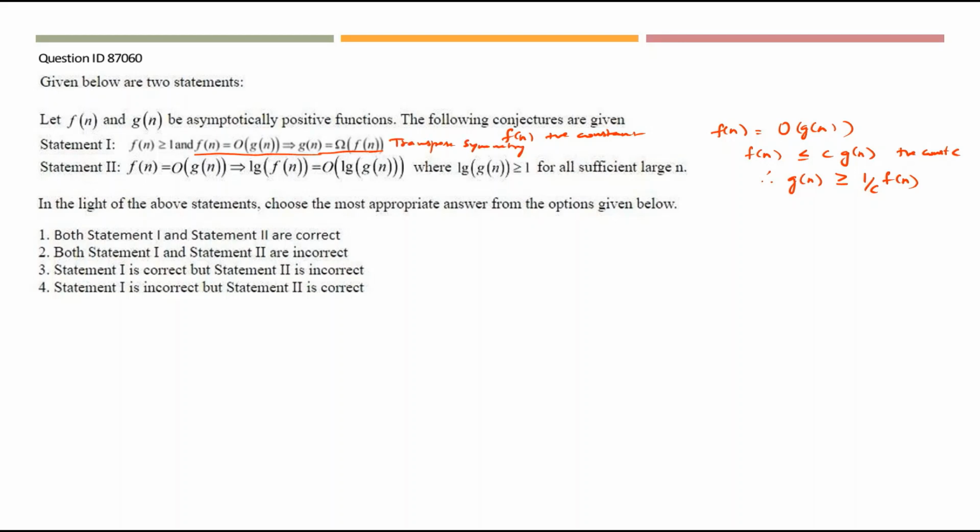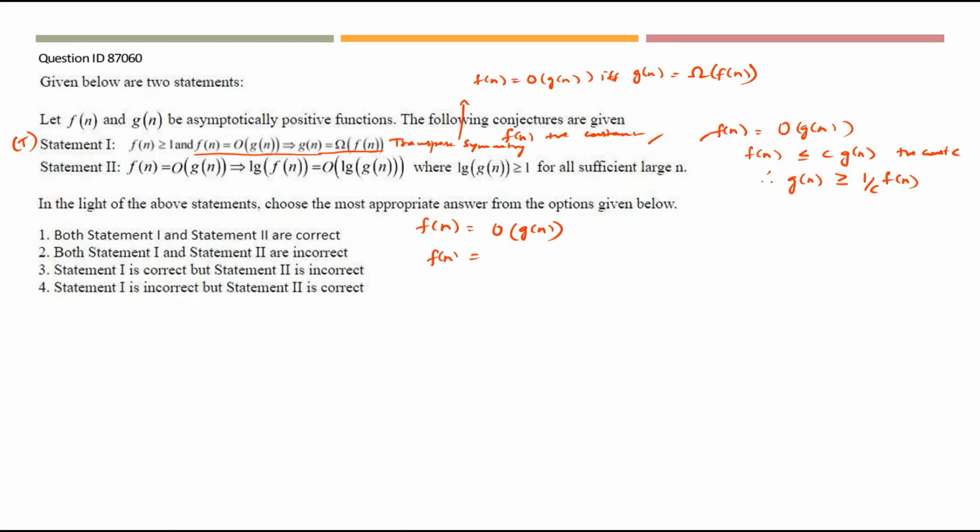The statement will be like f of n equals big O of g of n if and only if g of n is equal to omega of f of n. So statement 1 is true. Statement 2, f of n is equal to big O of g of n. Now they are applying log to this, and they have given log of g of n is greater than or equal to 1 for all sufficiently large n.